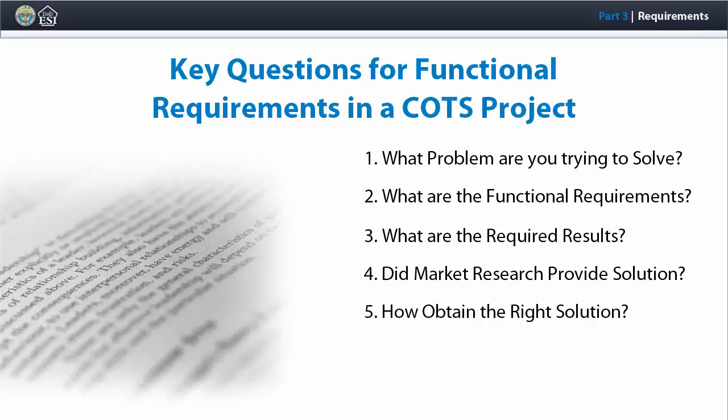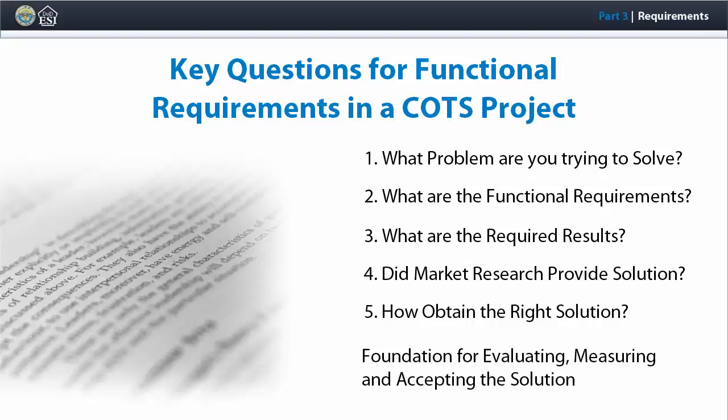This last element is perhaps the most critical. The manner in which you determine how to obtain the right solution or product will ultimately serve as the foundation for evaluating, measuring, and accepting the solution when it is delivered.